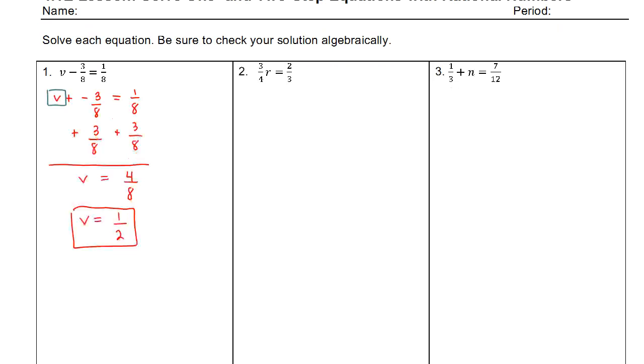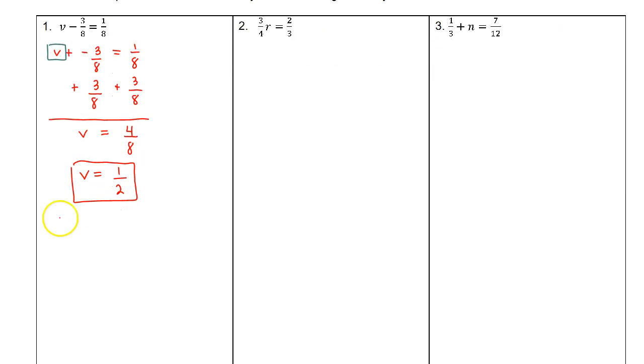So I have my solution, and now it's time to check and make sure that it in fact works. So just like always, I'm going to rewrite my original equation, v minus 3/8 equals 1/8. Now, instead of plugging in 1/2 for v, I'm going to plug in 4/8, because remember that 4/8 is the original solution we got. It just wasn't in simplest form. But by using 4/8 instead of 1/2, when I plug it in, I have common denominators already. So it's going to save me an extra step.